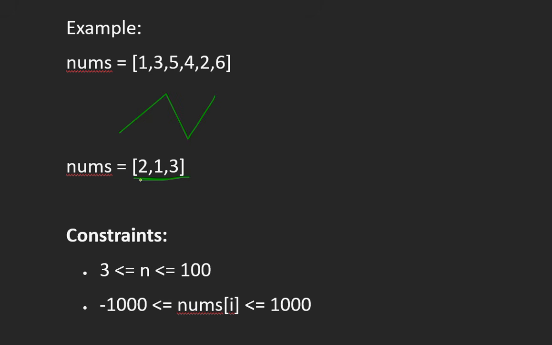Next, our array is 2 1 3. So 2 to 1 and 1 to 3. Any array of length 3 will always be non-trionic, because we need 0, p, q and n minus 1. That means at least we should have 4 elements for an array to be trionic. So any array of length 3 will not be trionic, and in that case we will return false.